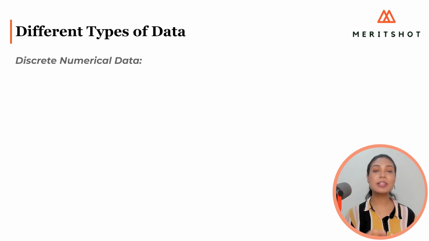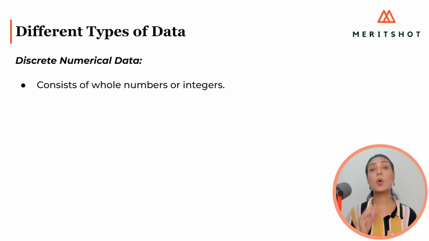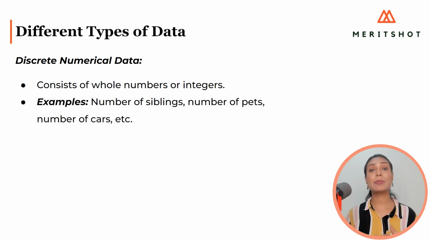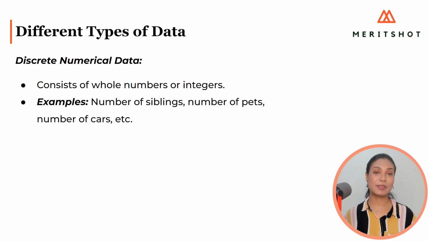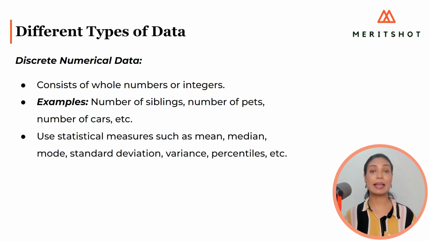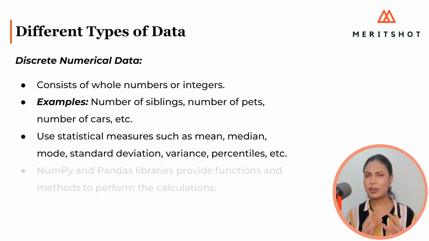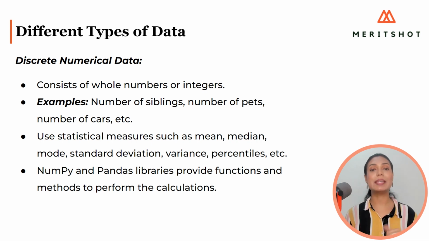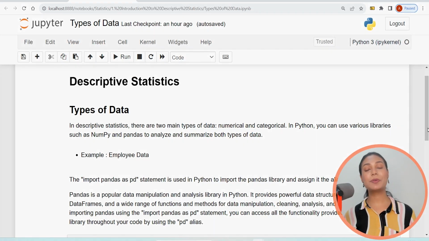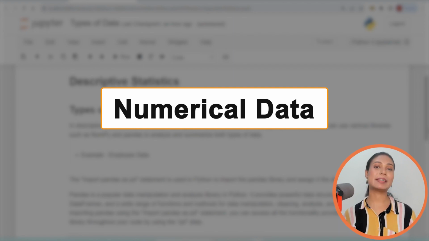Second is discrete numerical data. Discrete numerical data consists of whole numbers or integers, like number of siblings, number of pets, number of cars, etc. To analyze numerical data in Python, you can use statistical measures like mean, median, mode, standard deviation, variance, and percentiles. The NumPy and pandas libraries provide functions and methods to perform these calculations. Let us explore the numerical data from the Employee Dataset.